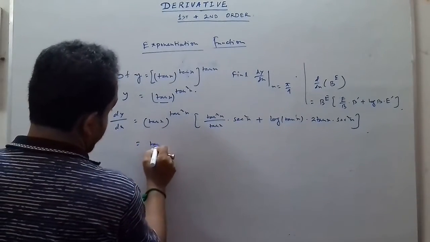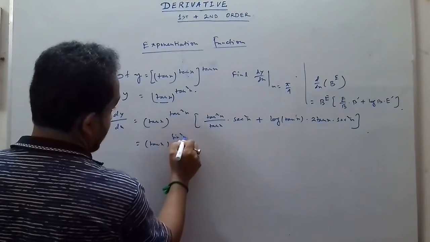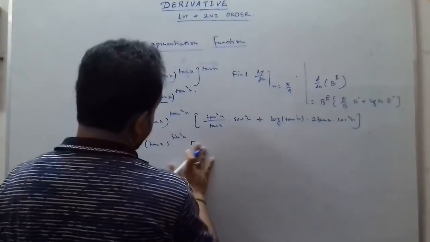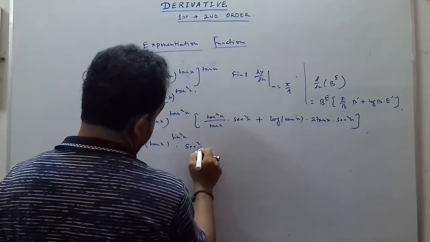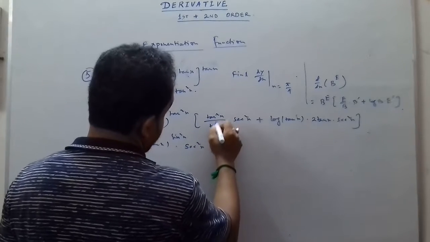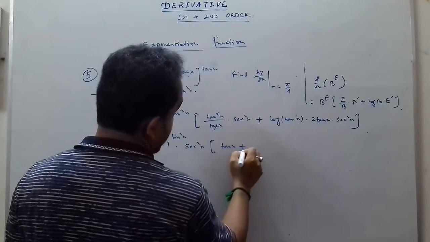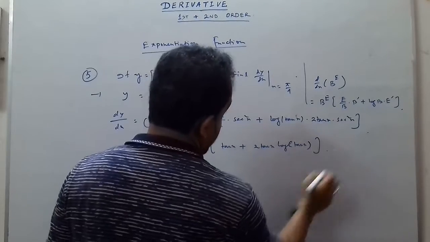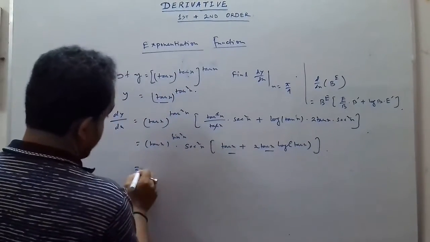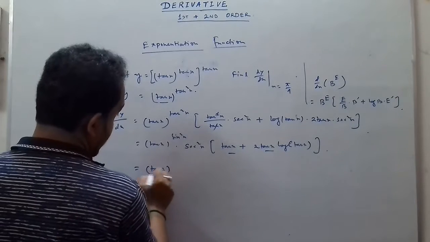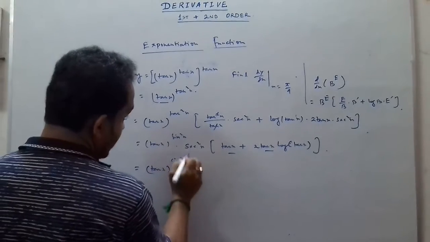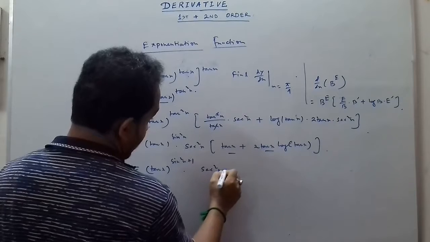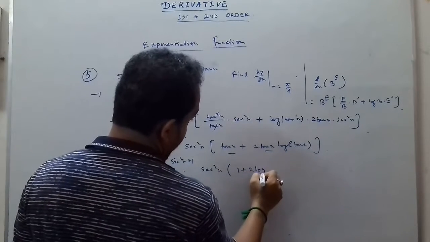Now simplifying, taking sec square common we get sec square x. So tan square by tan square, 1 and cancel, we get tan x plus 2 tan x into log of tan x. Taking tan x common again we get tan x whole power tan square x plus 1, because tan x will be multiplied with this part, into sec square x into 1 plus 2 log tan x.